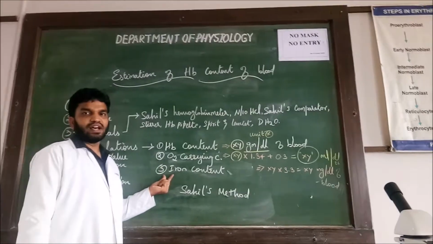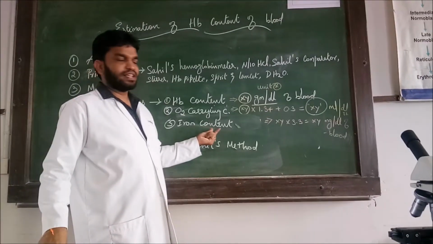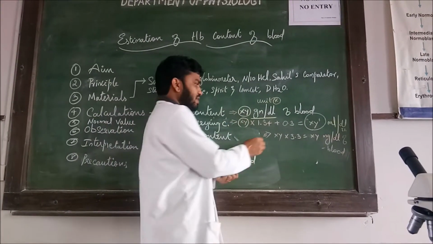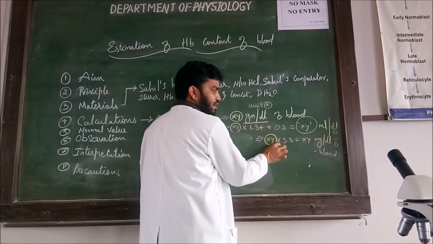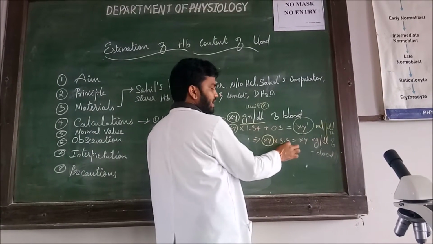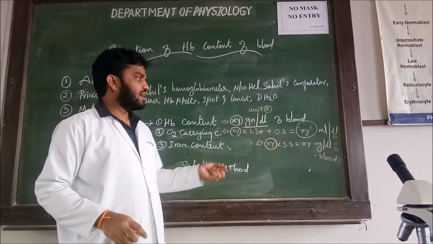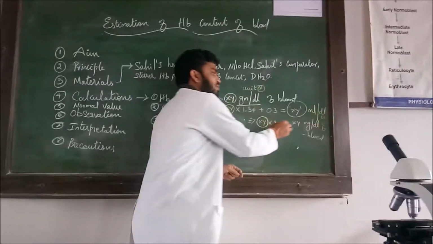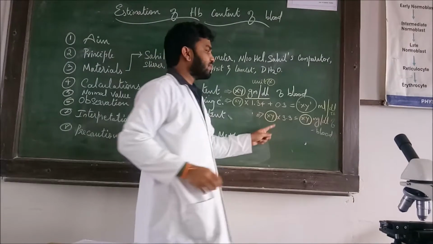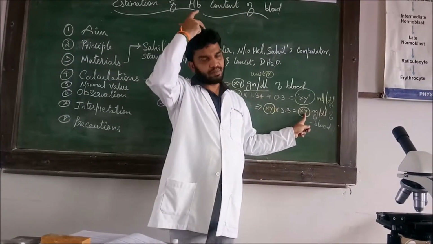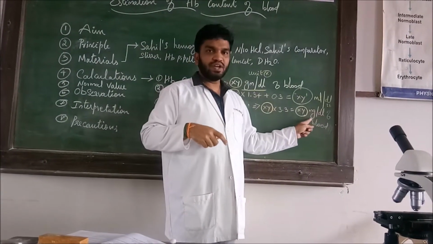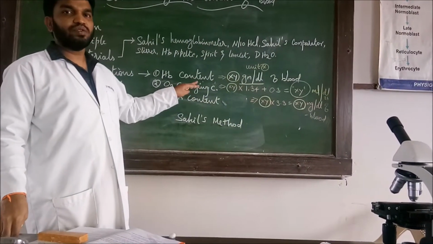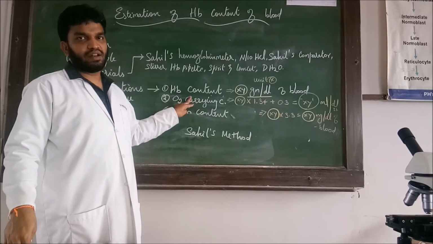The third one is iron content. Again we take the hemoglobin content we got, XY, and multiply it by 3.3. You will get some value, and that we report. The unit is mg per deciliter of blood. So all this comes under calculation.